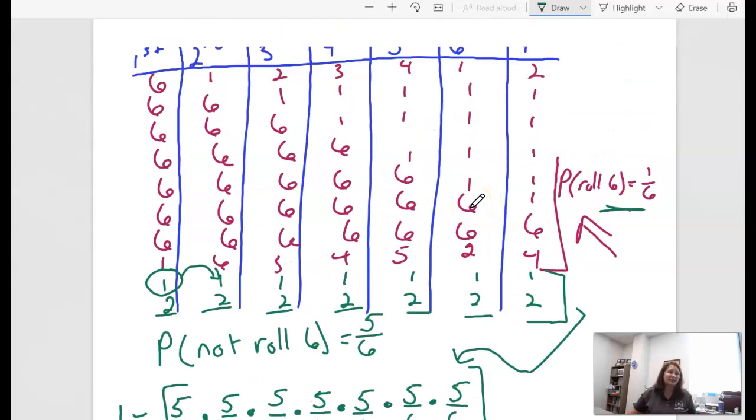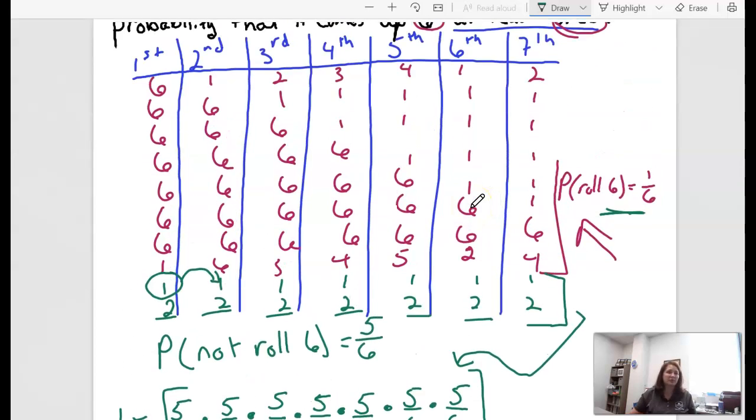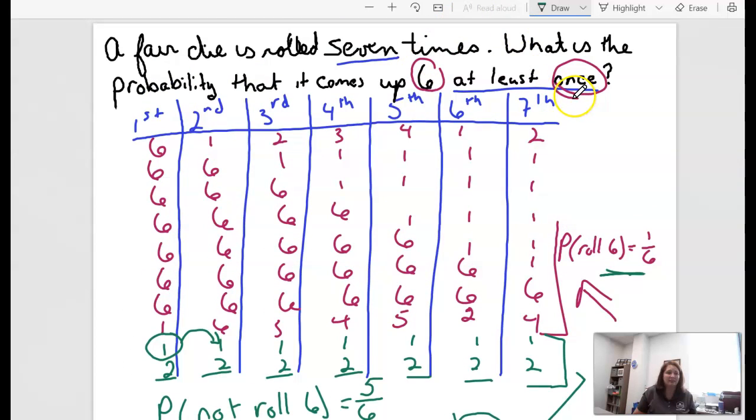So hopefully that kind of shows you a little bit. Anytime you're wanting that at least once, you're going to go with the opposite. And you're going to do a 1 minus type of thing.